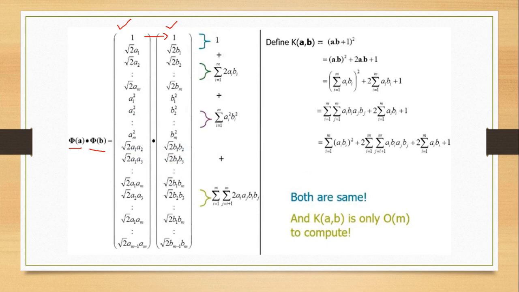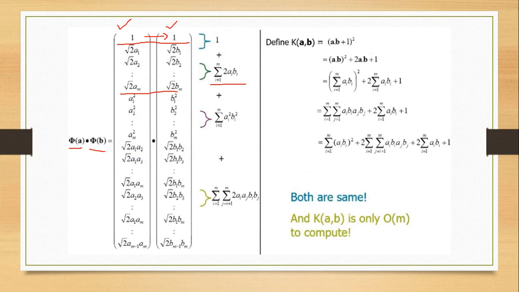And now for the terms from here to here, if we apply multiplication, at every place we have square root of 2. Square root of 2 into square root of 2 is 2, and a1 into b1, a2 into b2, a3 into b3, that is summation from i equals 1 to m. What is m? m is the number of features. So it is the summation from i equals 1 to m of 2 into a of i, b of i.